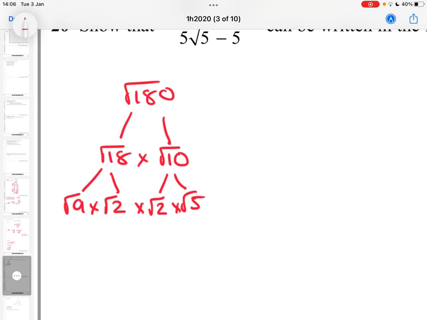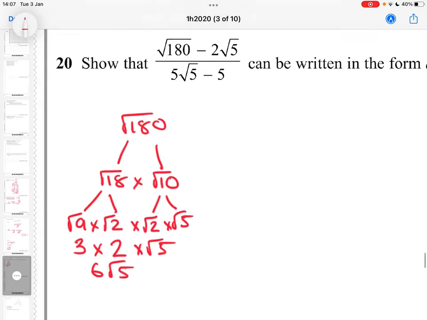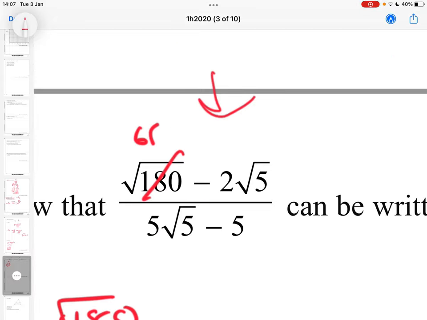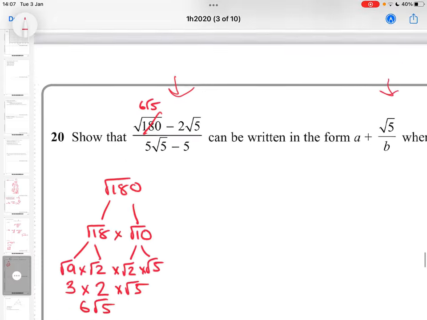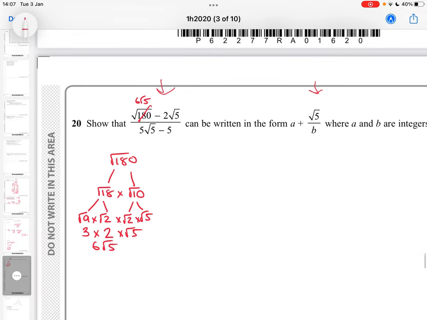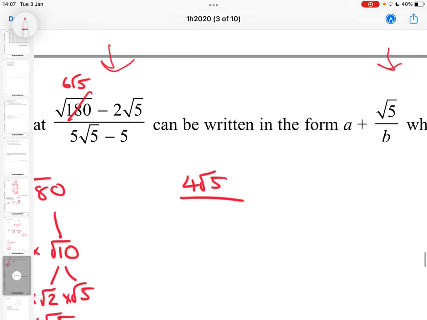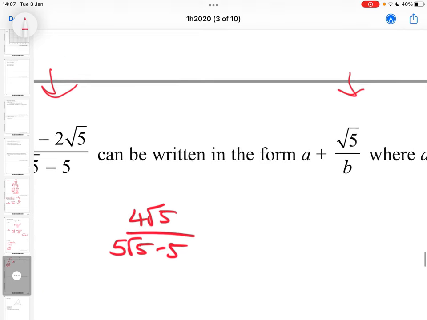So if I'm multiplying all these together, I know that the root of 9 is 3. Root 2 times root 2 will give you 2. And then root 5. So my answer is 6 root 5. So I can rewrite this then, and instead of having root 180, that can be 6 root 5 instead. Okay, so now I can simplify the numerator, because 6 root 5 minus 2 root 5, you're going to be left with 4 root 5 as the numerator, and then the denominator is as you see it.